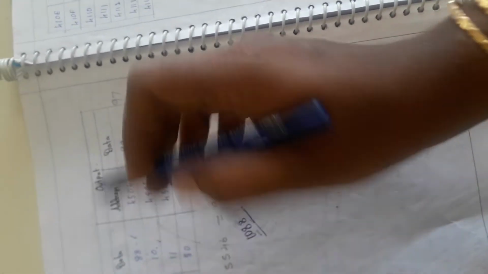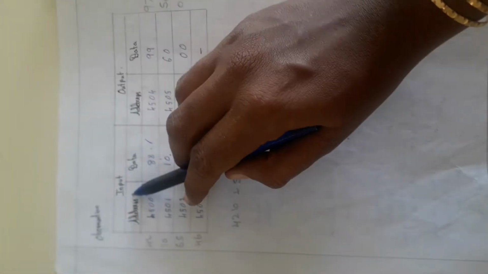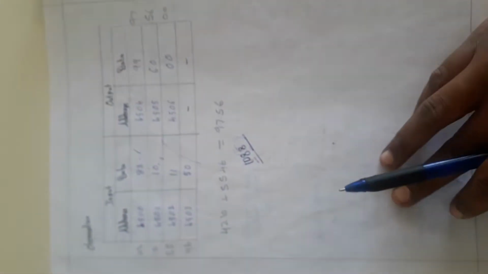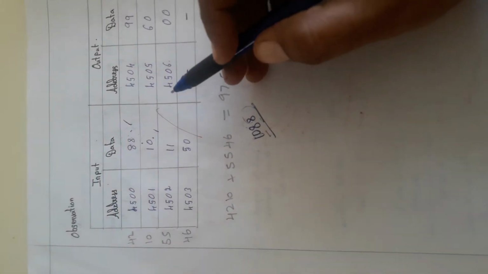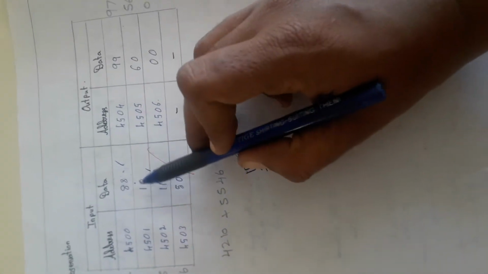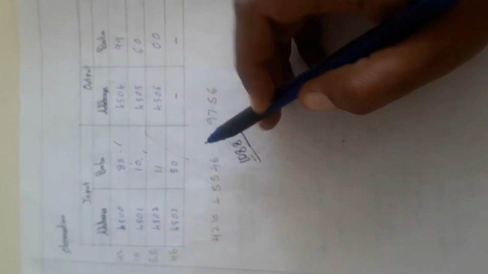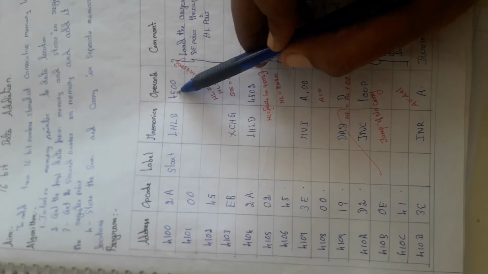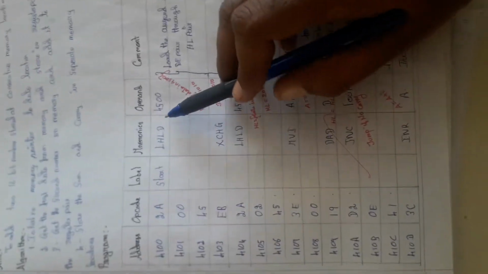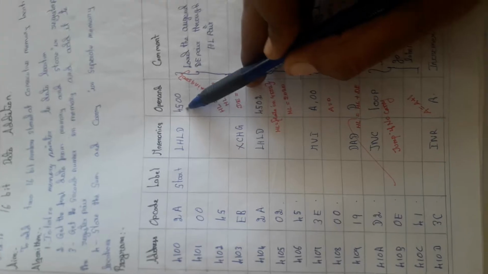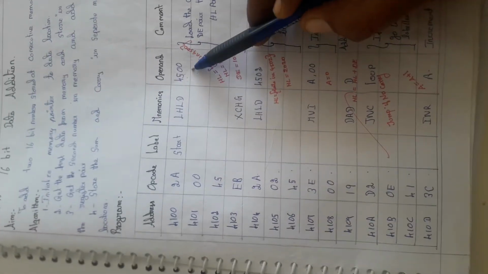The lower 8 bits are loaded in the L register, that is, the data 88 we give in address 4500 will be loaded in the L register. Then the higher 8 bits will be loaded in the H register. So we get the 16-bit data through addresses 4500 and 4501. The data available in 4500 will be loaded in the L register, and the data available in 4501 will be loaded in the H register.